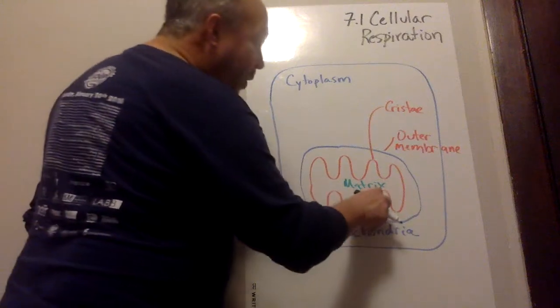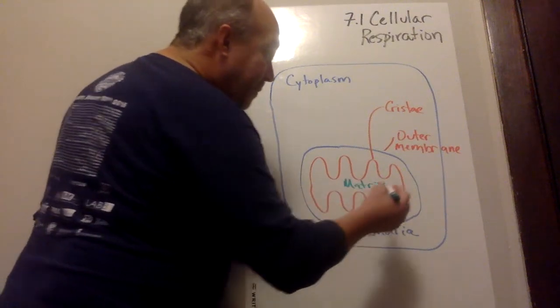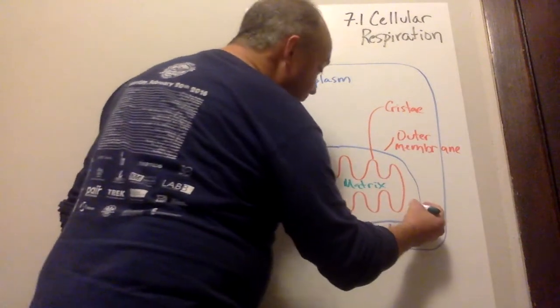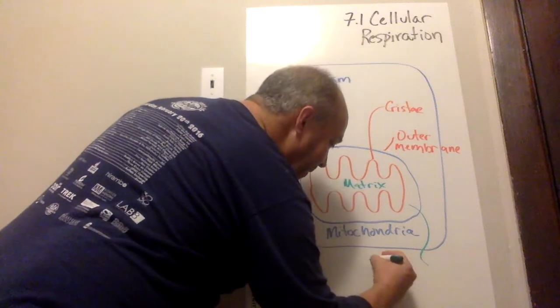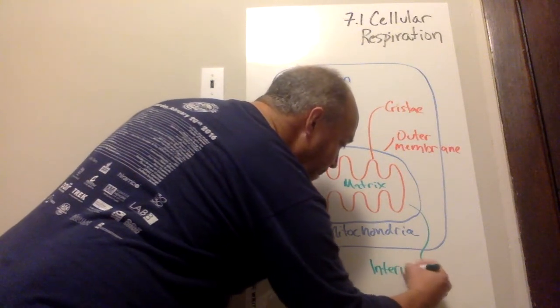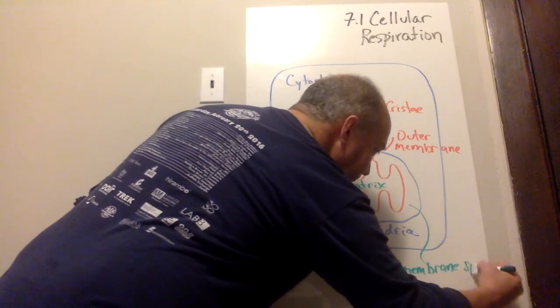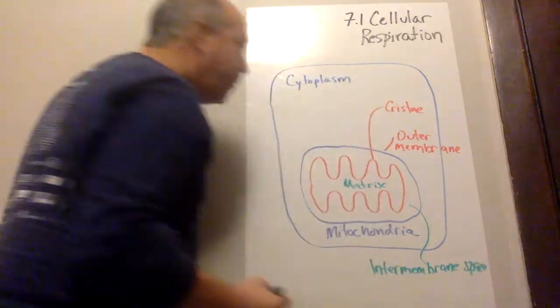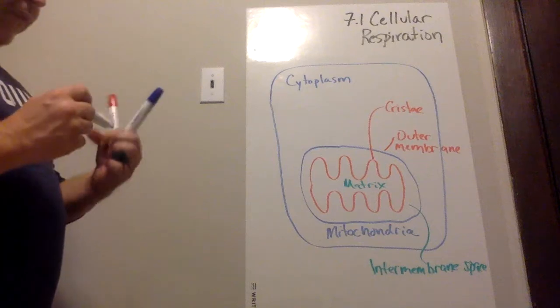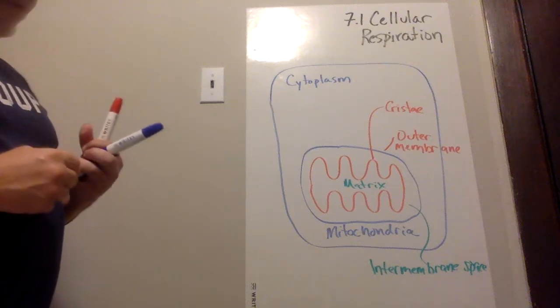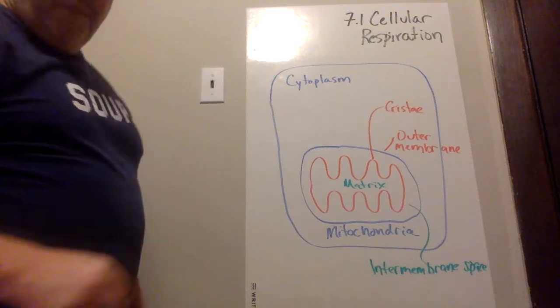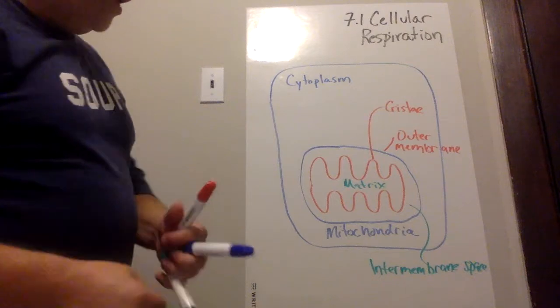And then you notice between the two membranes, we also have some space, and that's got the really elaborate name. That is the intermembrane space. So those are the four parts of the mitochondria. So what are the four steps and where are they taking place?